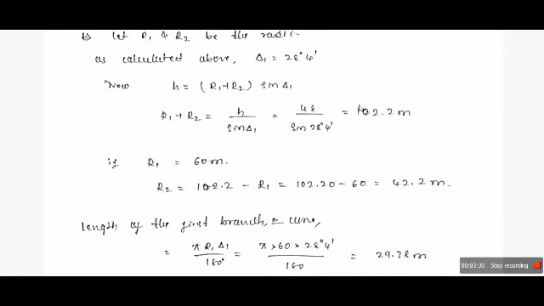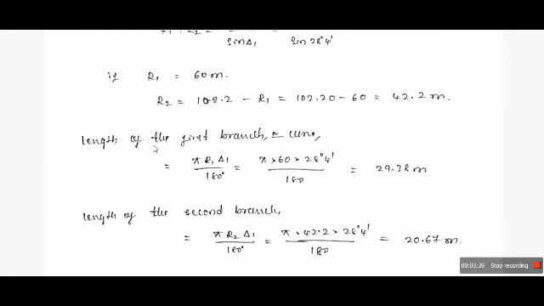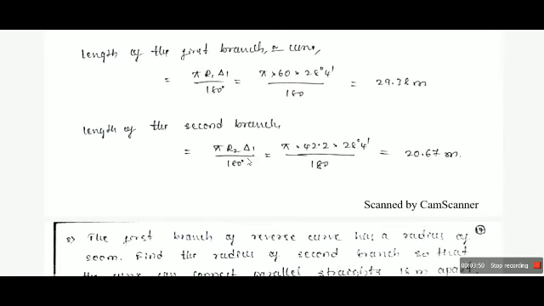That is what we have already calculated here. R1 is 60 meters. Simplifying this, we will get the radius of the second arc. Then lastly, the length of the first branch is pi r delta by 180 degrees, the same formula. Putting in the delta 1 value, we will get this length. For the second branch, again the same delta, only the radius of the second arc changes. Simplifying, we will get the length of the second branch, or second arc.